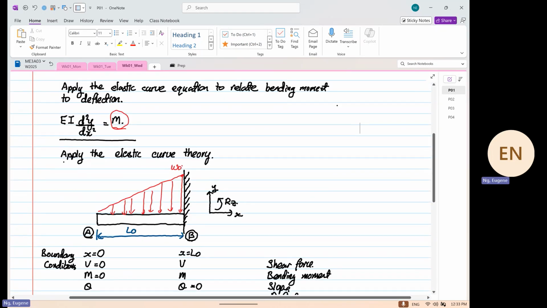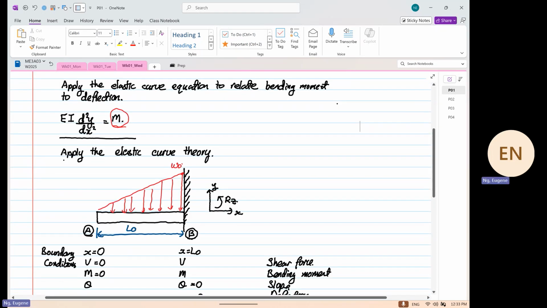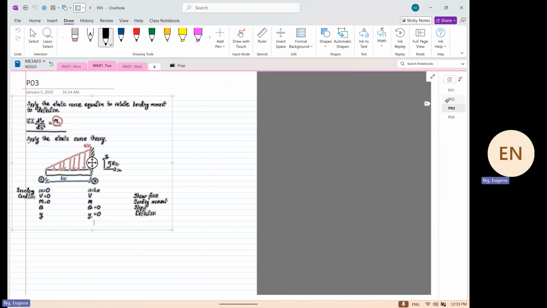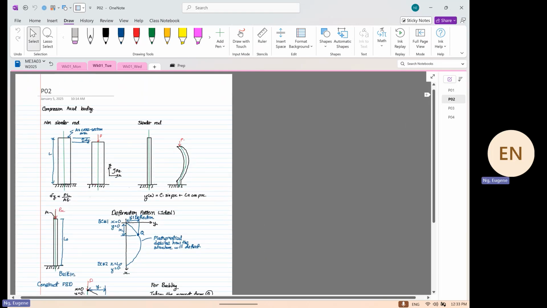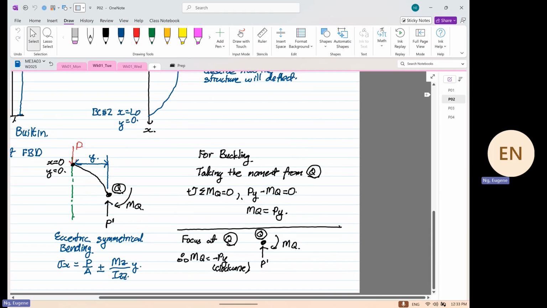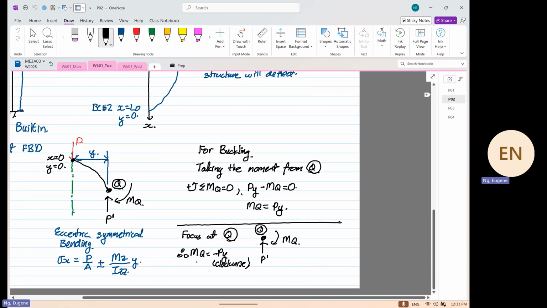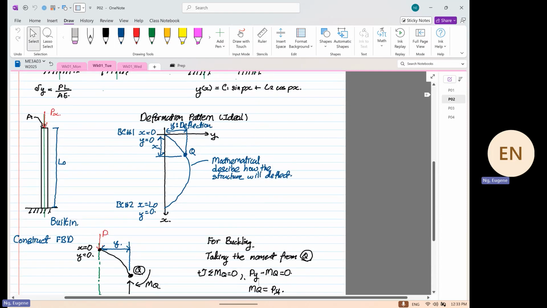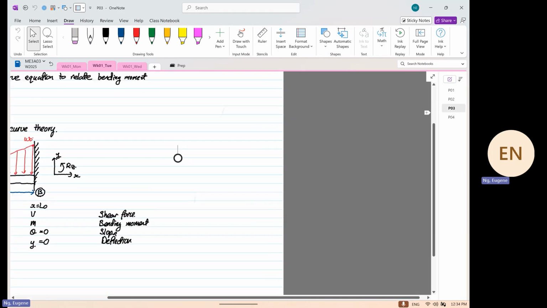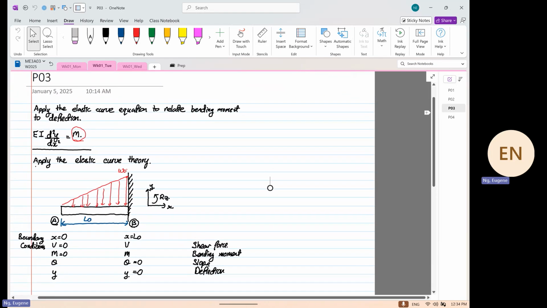So we are going to apply the elastic curve. What we are trying to do now, just to quickly recap, okay? Yesterday, we found the moment at point Q, which is minus Py, right? Then we are going to apply the elastic curve theory to determine the deflection. We are again going to apply the elastic curve equation to relate the bending moment to deflection.